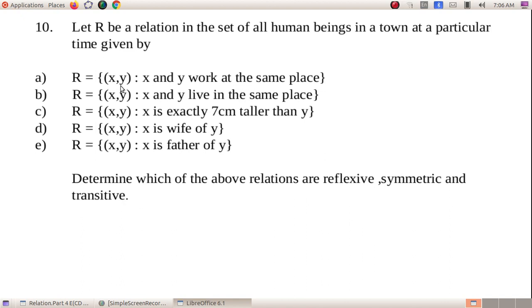A person and himself work at the same place, no doubt. Therefore, the relation is reflexive. What about symmetry? X and y work at the same place. Then y and x also work at the same place, no doubt. Therefore, it is symmetric also.